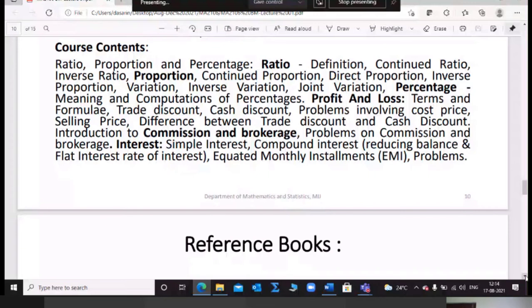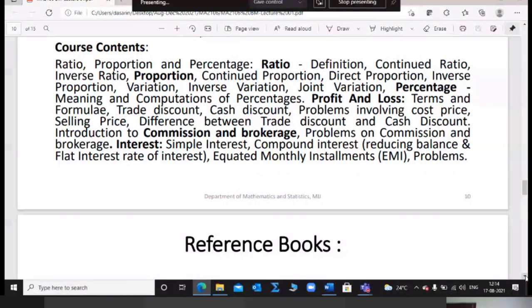The profit and loss. What are the various terms that are involved in profit and loss? The terms and formulae. Trade discount. What is a trade discount? What is a cash discount? The problems involving the cost price. What is the selling price? Is there any relationship between the cost price, selling price, and the profit and loss? All those relations we are going to learn there. What is the difference between trade discount and cash discount? How is it going to be beneficial if you are having a business in your hand? So the difference between trade discount and cash discount.